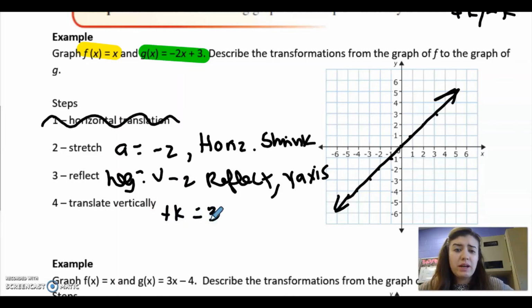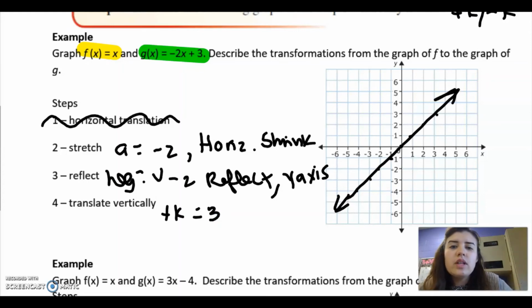So what we're going to expect it to do is it's going to horizontally shrink, which means it's going to get closer to the y-axis. And then it's going to reflect, so it's going to be flipped, pointing the other direction. And then it's going to shift up 3.